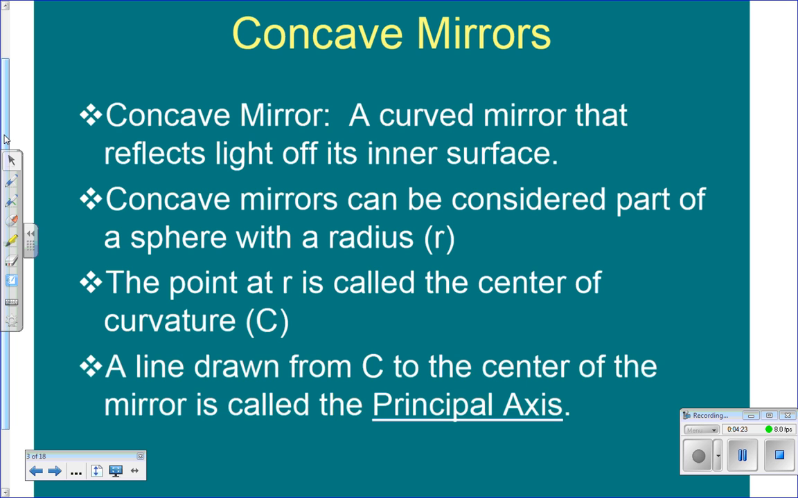Another type of mirror we're going to talk about is a concave mirror, which is a curved mirror. It curves inward like a cave. It reflects light off of its inner surface. This could be considered part of a sphere with a radius of r. The point at the center of the sphere, at the length of r, is called the center of curvature, or C. And then we draw a line from the center of curvature to the mirror, which is called the principal axis.